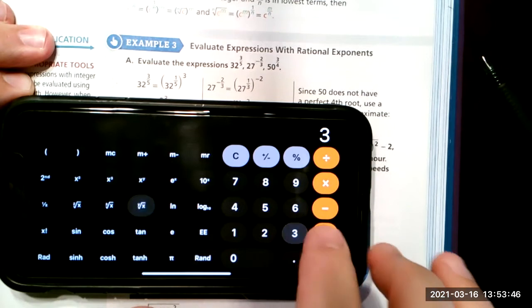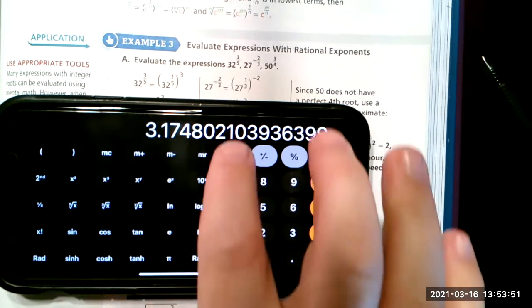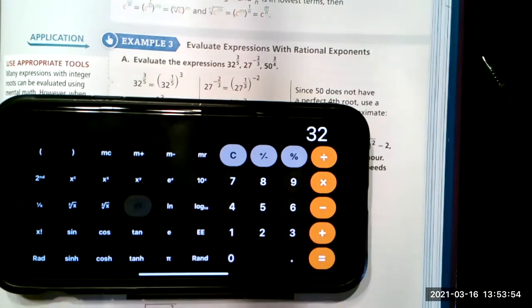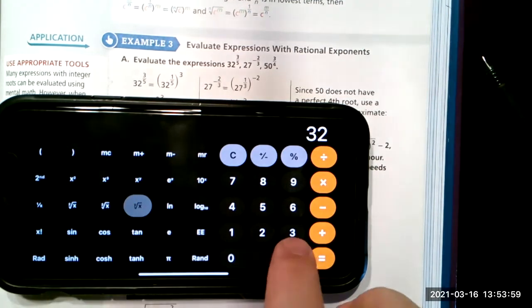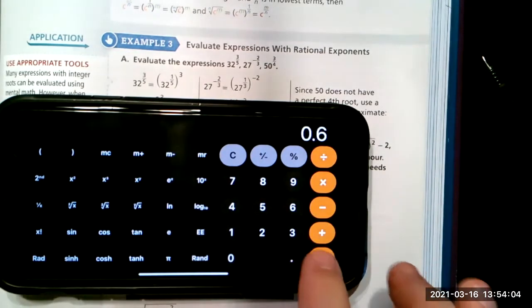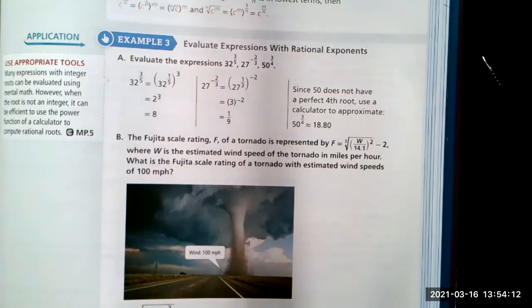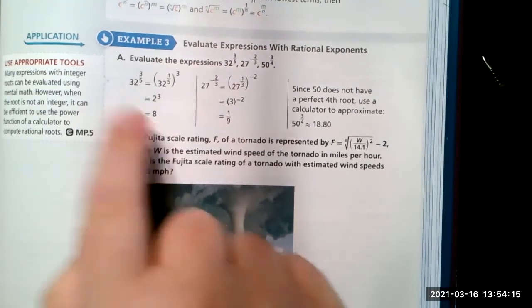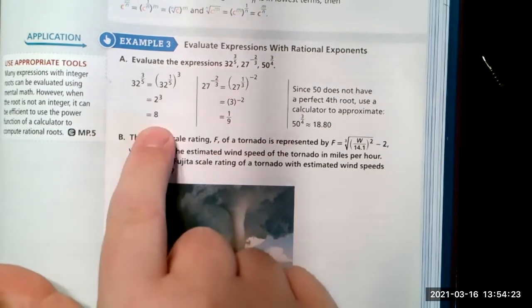If I do 3, no, it's not going to let me. Let me try something else. 32, my y root x button, and then I'll use parentheses. Let's see if it does it. 3/5. No. So either I'm screwing something up or I just can't. I don't know how to do it on the phone. But what you could do is just go into your Google search bar, and type in 32 to the 3/5 power. Make sure you're using parentheses around 3/5. Otherwise, it's going to screw it up, and it should give you 8.